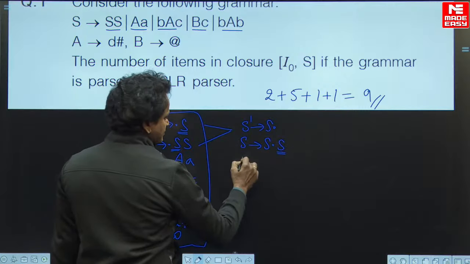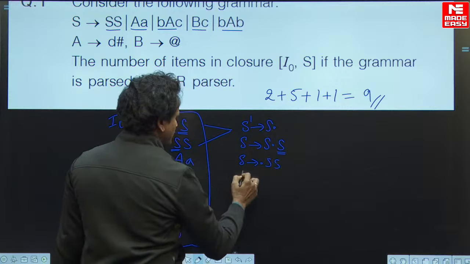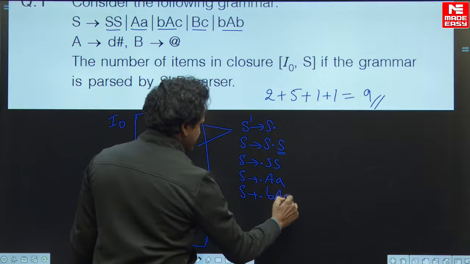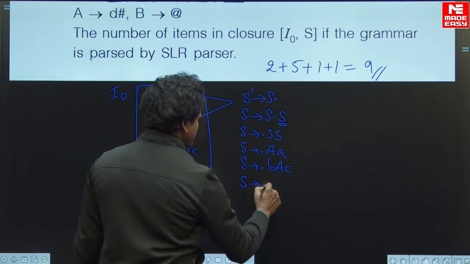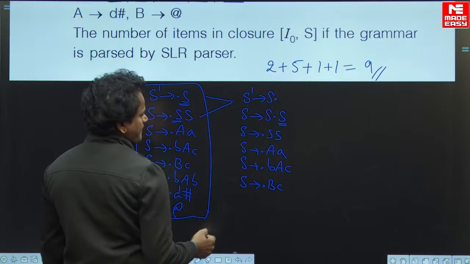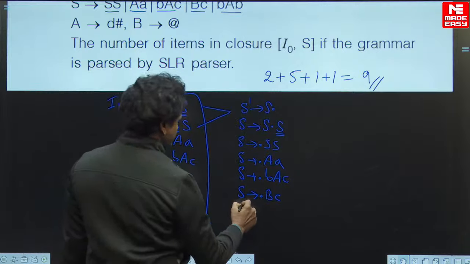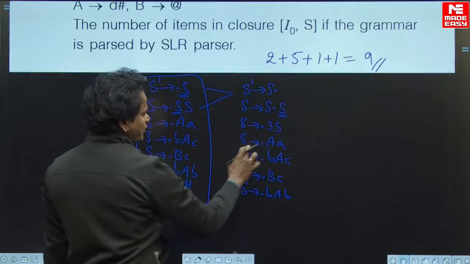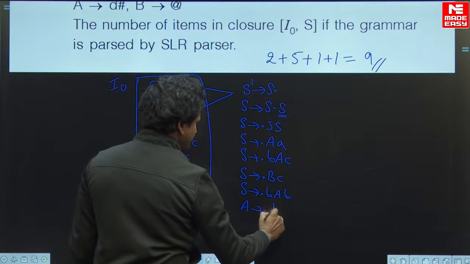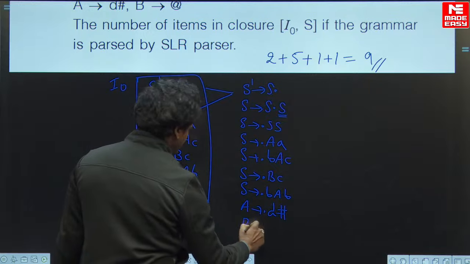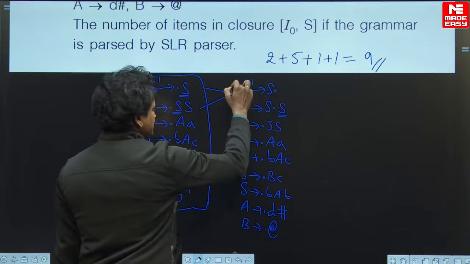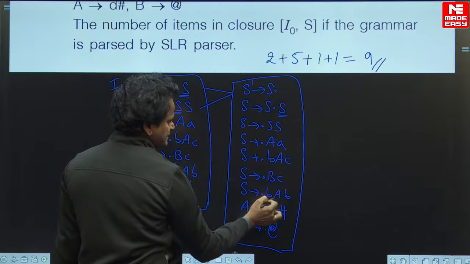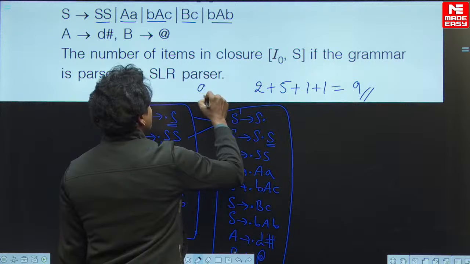Yes, there is s dot s, we have to write all the s productions: dot ss, dot aa, dot bac, and s derives dot bc, and dot after a, and one more we have to write, this one dot bab, the last item, this one. And dot after a we have to add its production dot d hash, and dot after b we have to add its production dot at the rate. So now count this, how many? 1 2 3 4 5 6 7 8 9. 9 is the answer for this question.